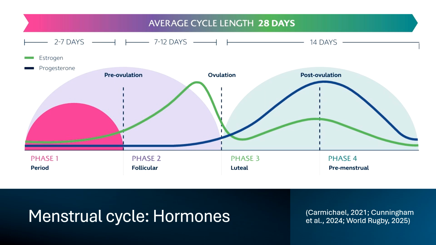Some cycle lengths can be as short as 21 days or as long as 35. Anything shorter or longer is considered abnormal. We're not going to spend a lot of time delving into the world of abnormal cycles during this talk, but just have a general idea of what happens, how long, and where you are in this.